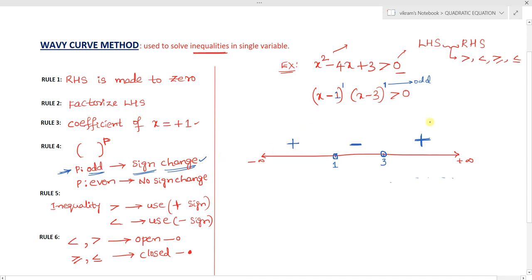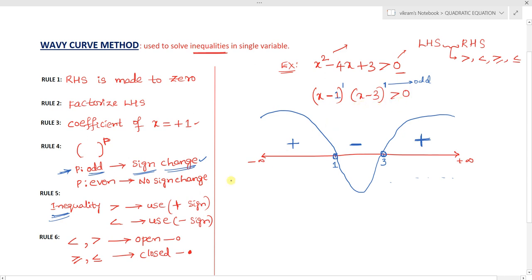Now we can represent it on a scale: this is a positive region, between 1 and 3 it is negative, and beyond it is positive again. This is the way of representing the given inequality. Now we have to find the intervals for this one. Now rule 5 comes into existence. What is the inequality given over here?